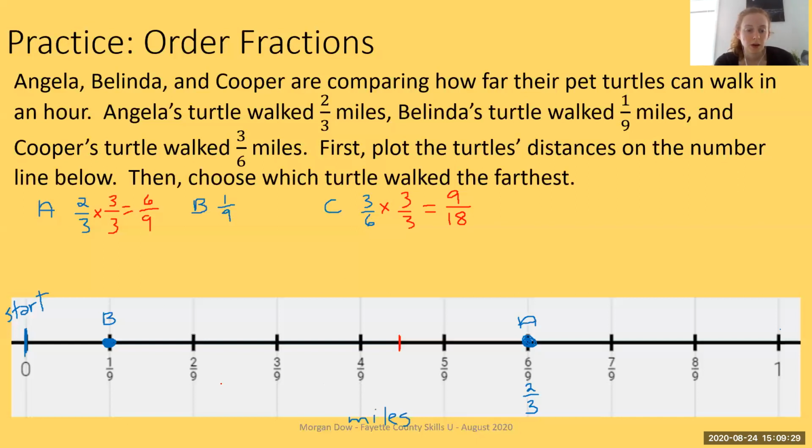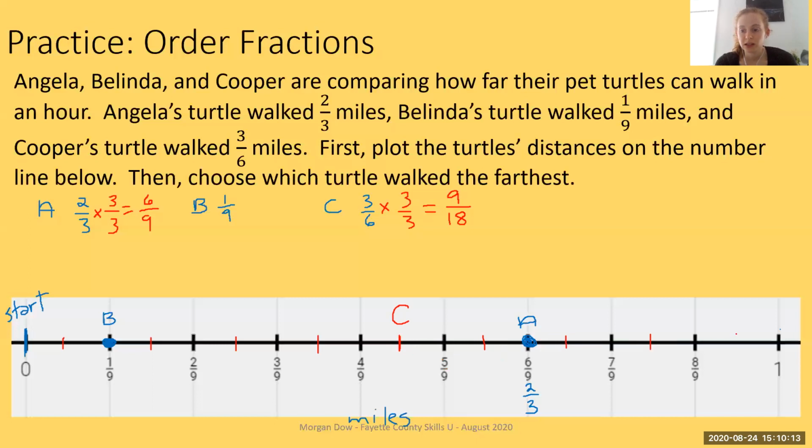And if you think about what it would take to turn this number line into 18ths instead of ninths, well, you would just need to cut each of these parts into 2 parts, right? So this would be 1 18th, 2 18ths, 3 18ths, 4 18ths, 5 18ths, 6 18ths, 7, 8, right? 4 ninths would be 8 18ths. And then 9 18ths here, where point C is, 10 18ths, and so on.